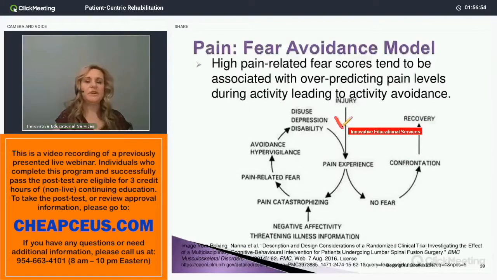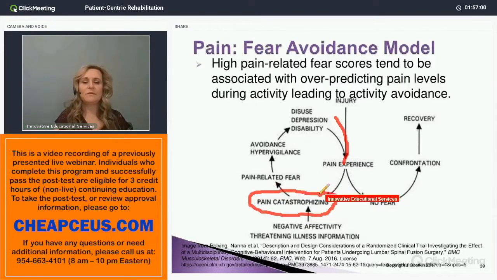Well, what happens sometimes is patients experience the pain, they have what we call pain catastrophizing. For whatever reason, they're afraid of the implications of the pain. They're afraid of the long-term consequences. Maybe it's altering their life significantly, so it is causing other anxiety and issues for them. So what happens is they become afraid to move.